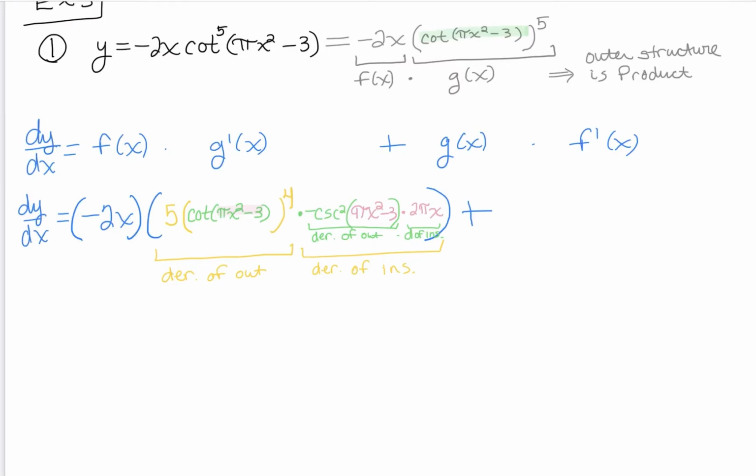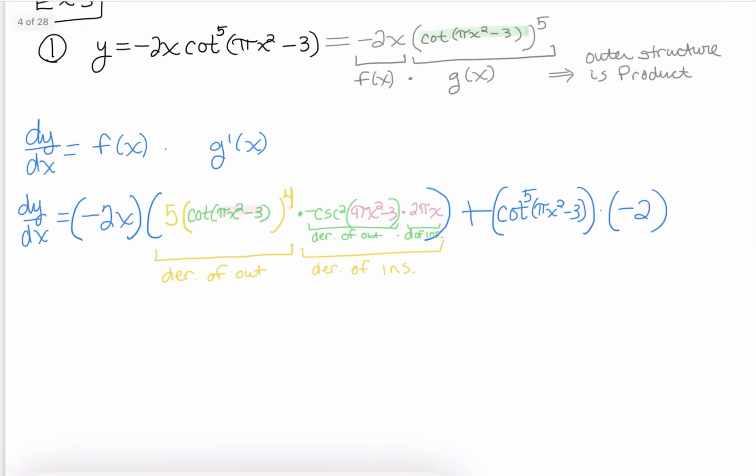All right, second term is going to be easy peasy compared to the first one there. So the g of x is the cotan function left alone. And if I'm just leaving it alone, I'm probably just going to write it like it is originally, cotan to the fifth of pi x squared minus 3. And then, so that's the g left alone. And then times f prime, well, the derivative of negative 2x is just negative 2. Okay, so this was my outermost structure here. I'm just going to rewrite it so things line up.